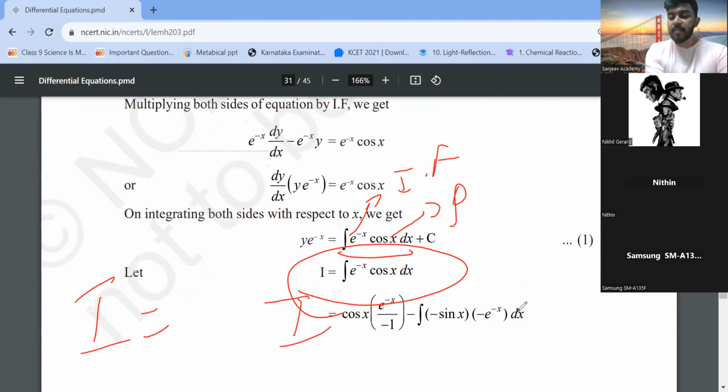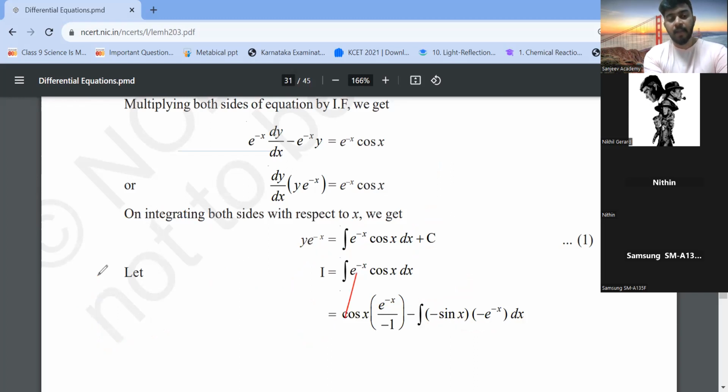Again, if you're doing this, I'll be getting in terms of what? E power minus x cos x. That I can take it as what? I only. So this minus I will come this side and it will become 2I. So I'll show you how it is coming. Because only once you do, then only you'll be able to get it. Other than that, we won't be able to get it.